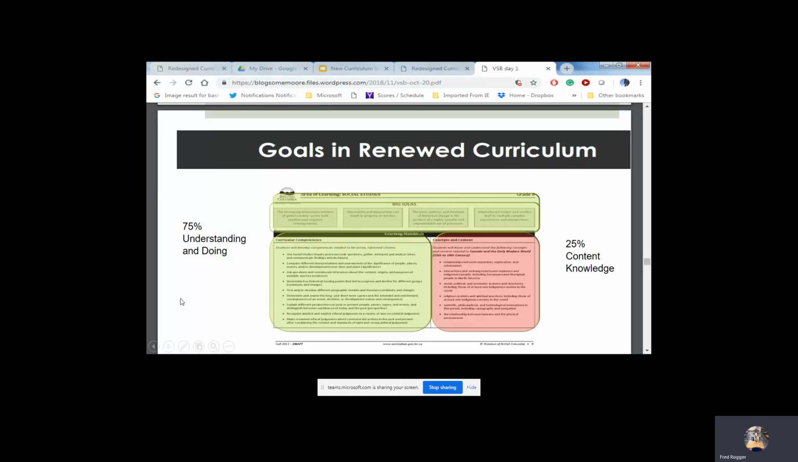The idea in the new curriculum, I would say, is that 75% of it is understanding and doing these curricular competencies, and 25% is content and knowledge. Kids are still going to learn facts, and they're going to learn things about the world, but really it's also about teaching them how to learn and where to find information and how to organize it. And that higher level thinking feeds into critical thinking, the provincial assessments, and that kind of process.